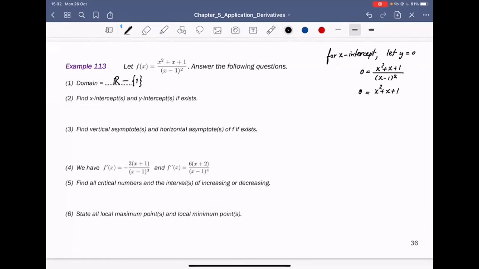You can say that this is x squared plus x plus a quarter, plus 3 over 4, right? This is (x plus 1/2) squared plus 3 over 4. Clearly, on the right-hand side you have something that is bigger than 0, because you have something squared and then plus 3 over 4. So it is impossible to solve for this. So no x-intercept.